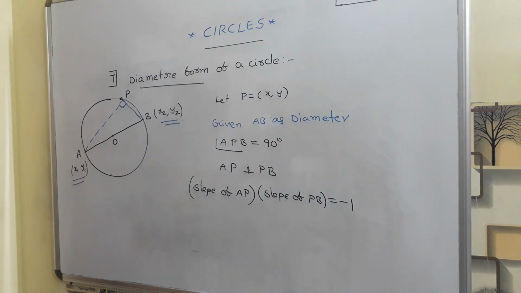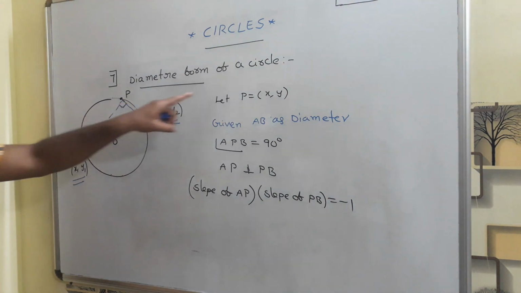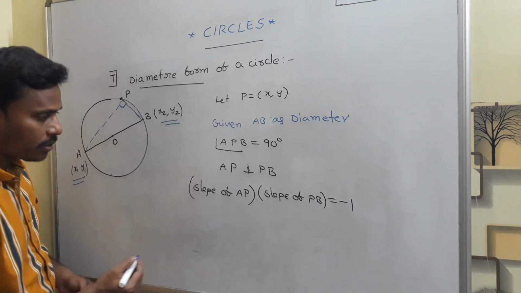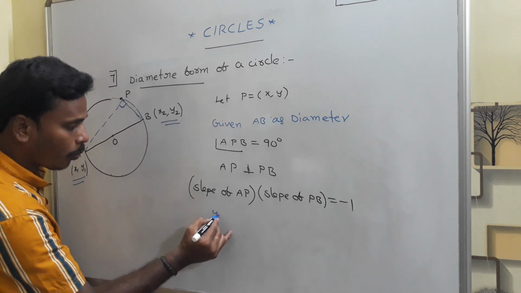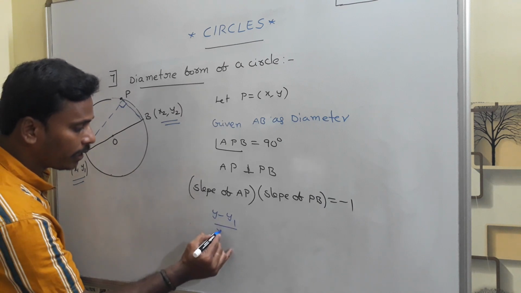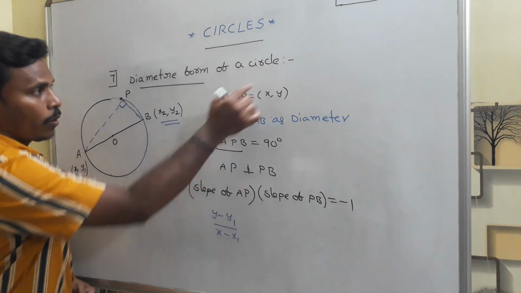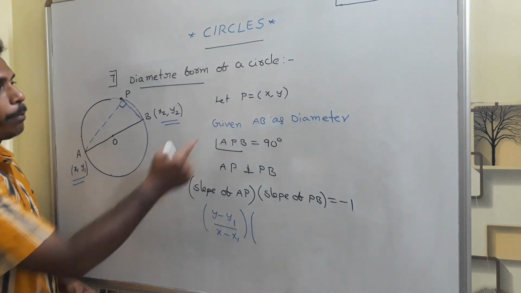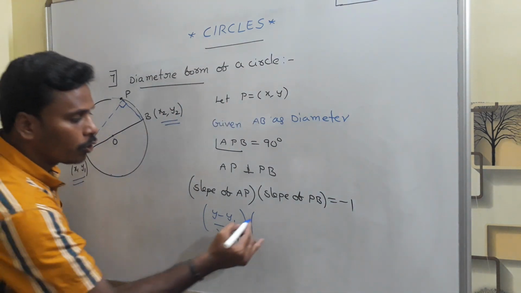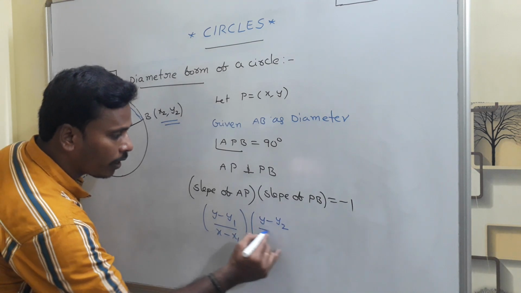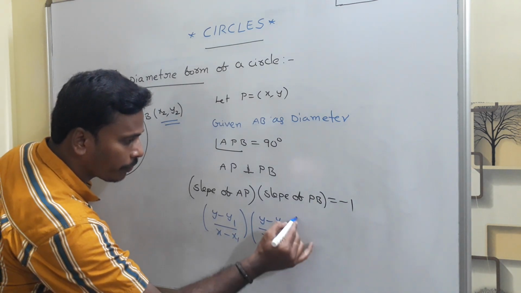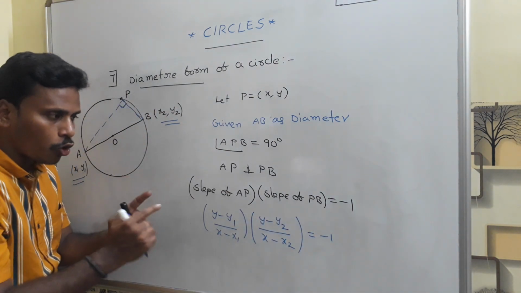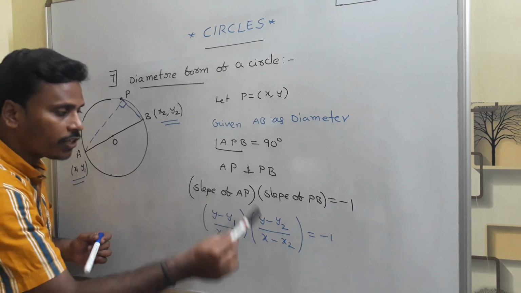Now what is the slope of AP? A is (x1, y1) and P is (x, y). The slope of these two points is the difference of y coordinates by the difference of x coordinates. So the slope of AP is (y minus y1) divided by (x minus x1). And what is the slope of PB? P is (x, y) and B is (x2, y2), so we have (y minus y2) divided by (x minus x2). And slope of AP into slope of PB is equal to minus 1. So we have this relation.